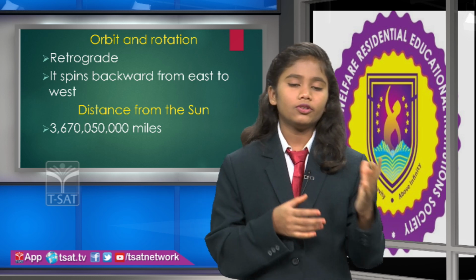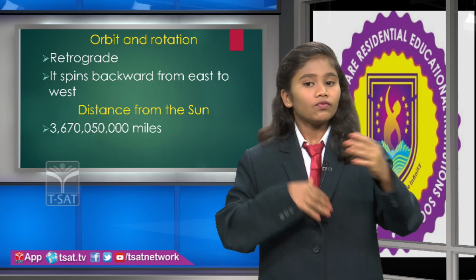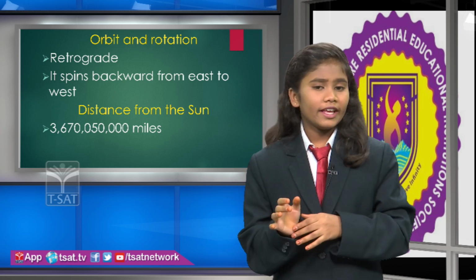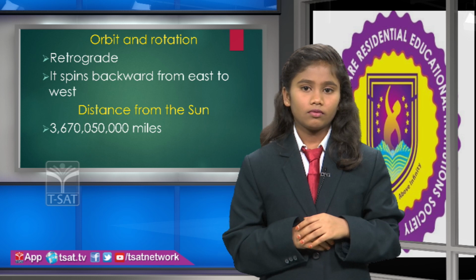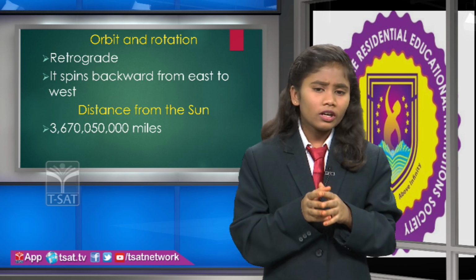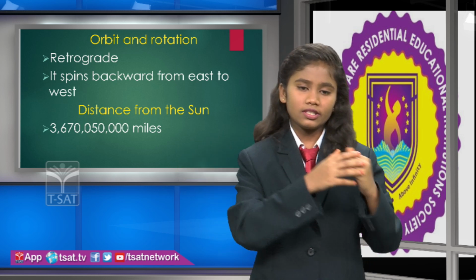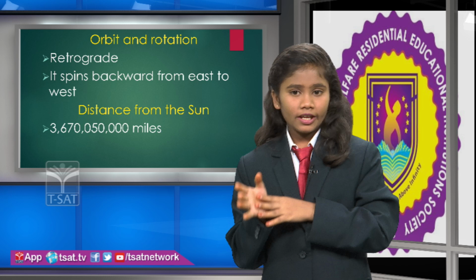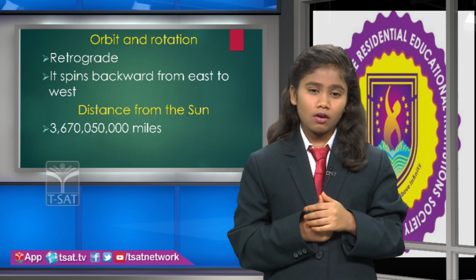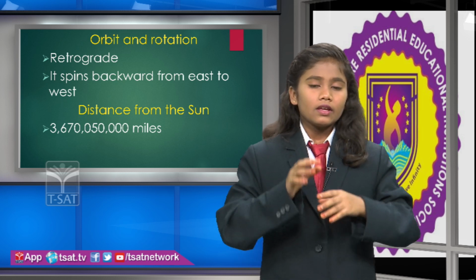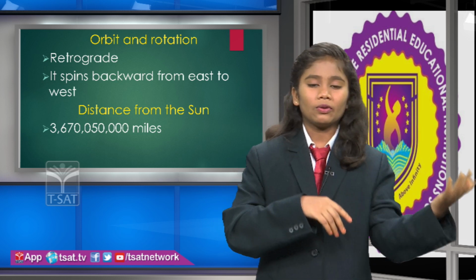Orbit and rotation of Pluto. Pluto's rotation is retrograde. It spins backward from east to west. Pluto takes 153 hours to complete one rotation around itself, whereas our Earth takes only 24 hours to complete one rotation. And Pluto takes 248 years to complete one revolution around the Sun, but our Earth takes just 365 days, that means 1 year, to complete one revolution around the Sun.